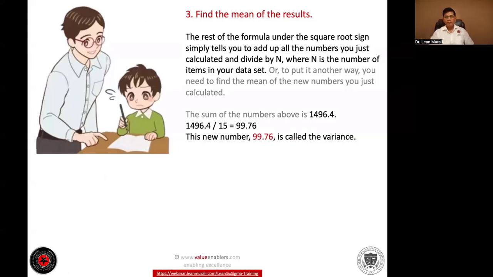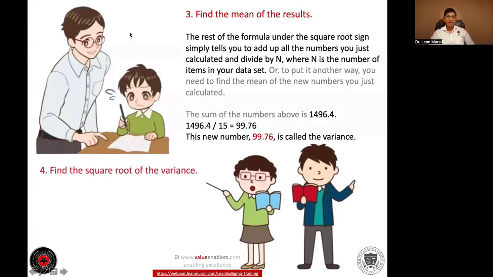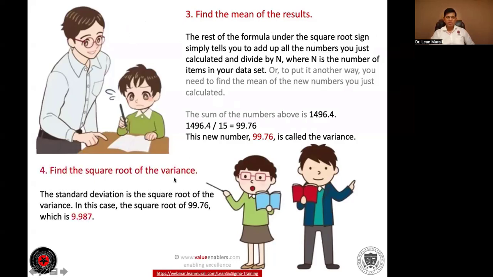This is called the variance. All of you type V in the chat box if the variance is clear. In 3 steps, we have calculated the variance. And then finally, the square root of variance is called the standard deviation, which is sigma.